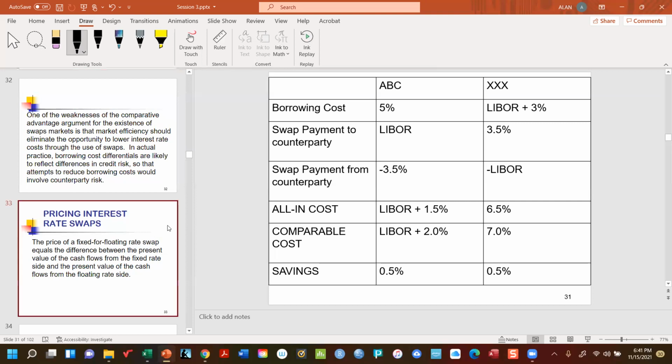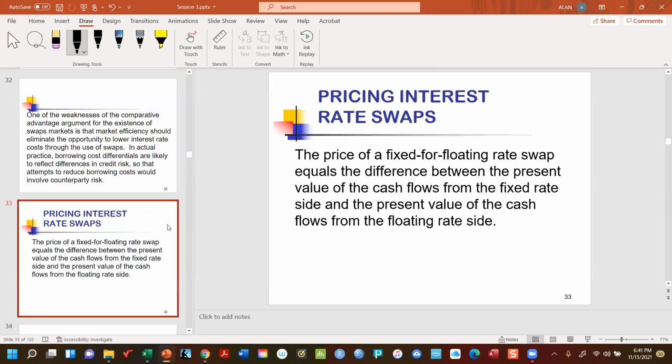All right, now we're going to get to do some pricing. How are we valuing these interest rate swaps? Well, the price of a fixed for floating rate swap equals the difference between the present value of the cash flows from the fixed rate side and the present value of the cash flows paid from the floating rate side. That's all there is to it. The differences between the cash flows, we have to calculate their present values because they take place at different points in time. Okay, so let's see how that works.